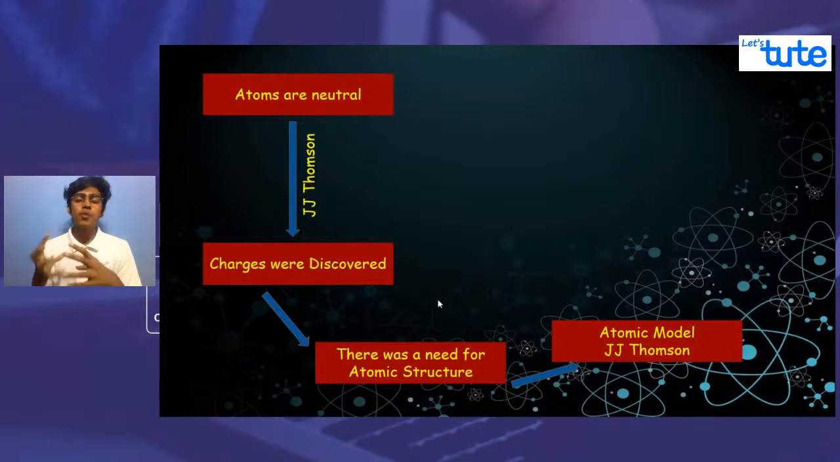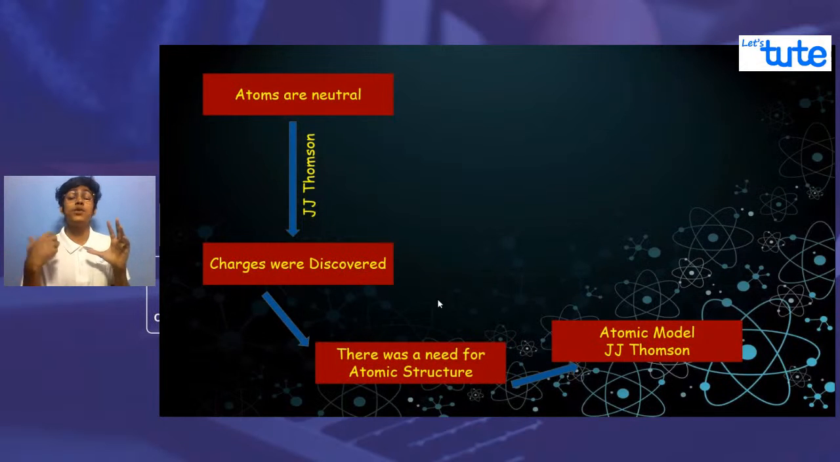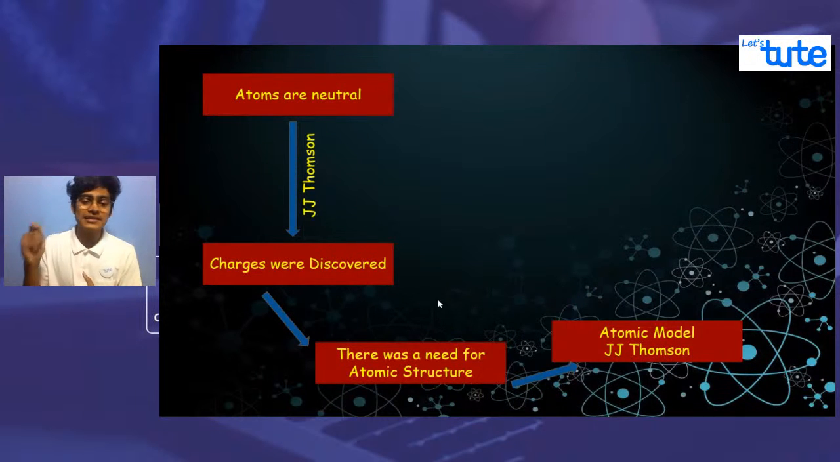But his atomic model was compared to a Christmas pudding or maybe a watermelon. So the red colored edible part you can consider as protons, and the seeds are like electrons. The point he proposed was that the electrons are embedded inside the proton. The whole sphere is made up of protons and electrons are embedded inside it. So J.J. Thomson was successful in proving that atoms are neutral through his atomic model.